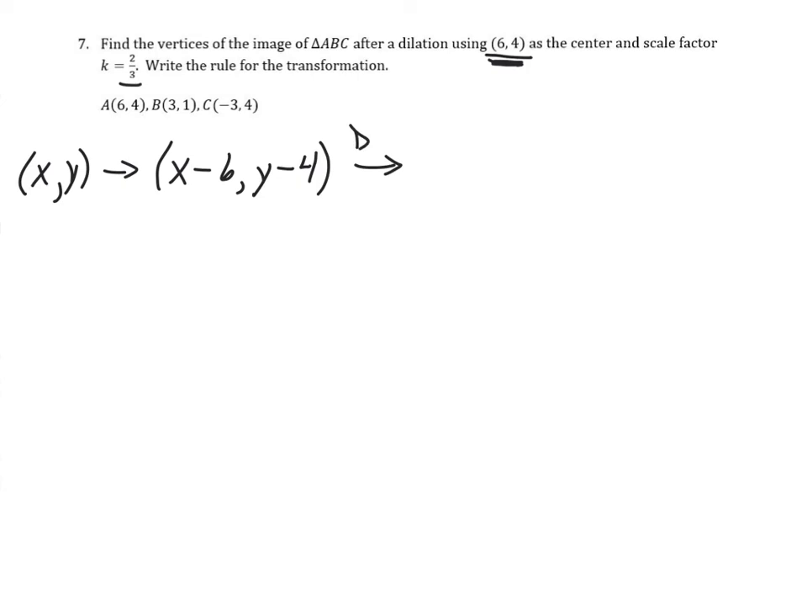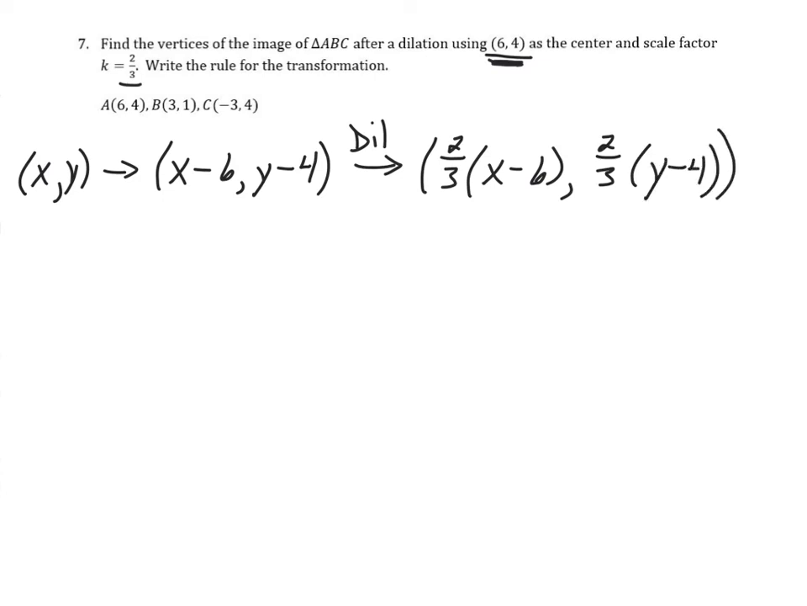Next thing, now that I've moved it to the origin, I'm going to dilate it. So I'm going to multiply my x and y by 2/3. So it's going to be 2/3 times x minus 6, and it's going to be 2/3 times y minus 4. Next thing I want to do is just distribute that just to clean it up a little bit. Looks like we end up with 2/3 x minus 4, and we end up with 2/3 y minus 8/3. Not very clean.